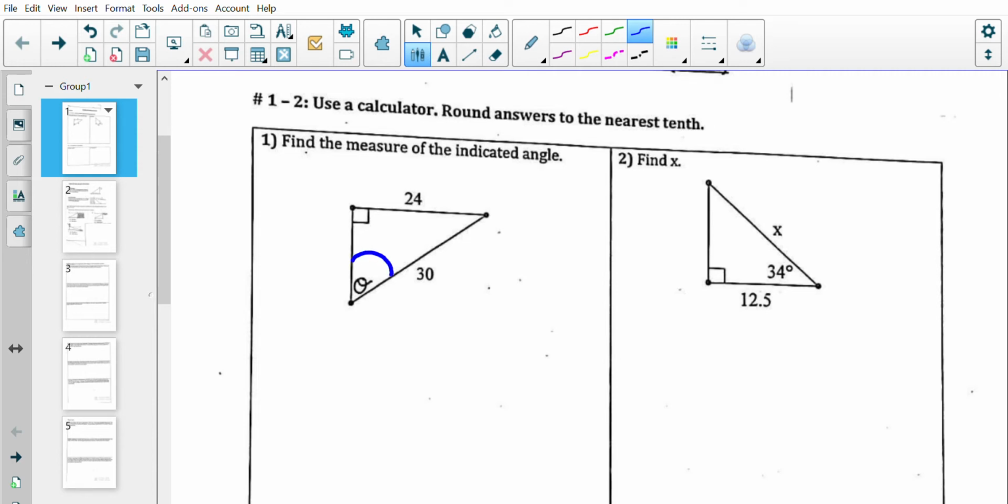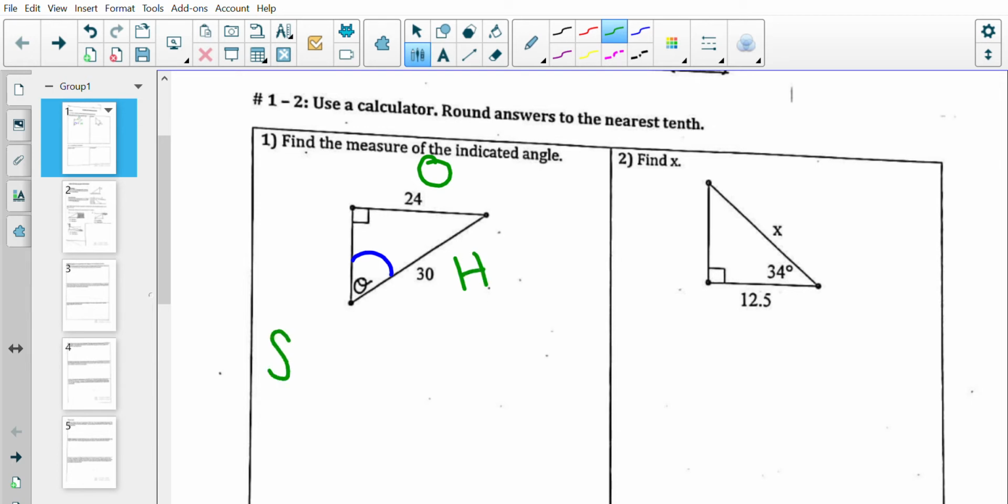We want to find the missing angle, so we're trying to solve for theta. In order to do that, we're going to look at the 2 sides that were given to us, 24 and 30, and we're going to label them all in reference to theta. So 24 is opposite theta and 30 is the hypotenuse.